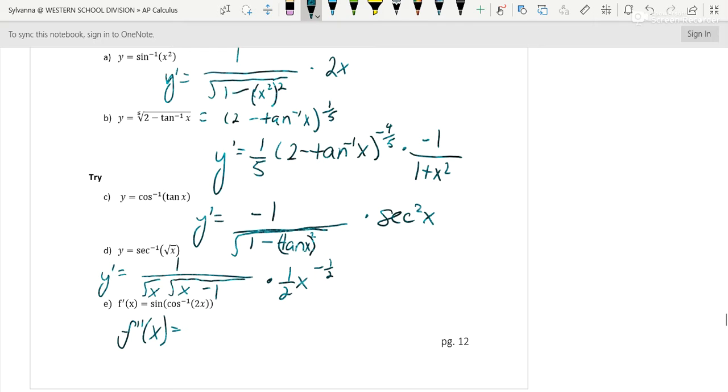So the derivative of this one, we're going to take the derivative of sine and then cos inverse and then 2x. So the derivative of sine will be cos, and then we'll write whatever we see in that bracket there. And then we'll take the derivative of cos inverse, which is 1 over the root of 1 minus whatever we see in the bracket, in this case 2x, and then square it. And remember there's a negative in our numerator for that one. And then now we'll take the derivative of 2x, which is just 2. And you can just leave the answer as is.